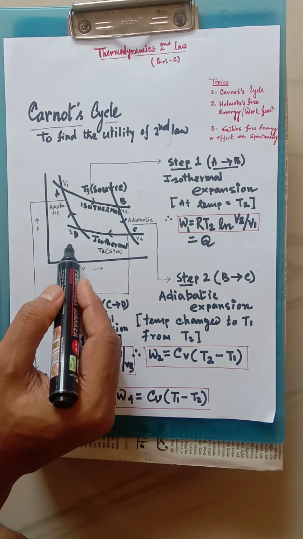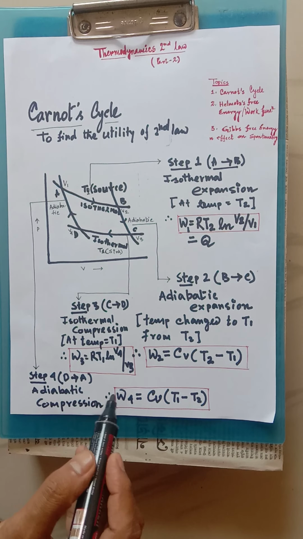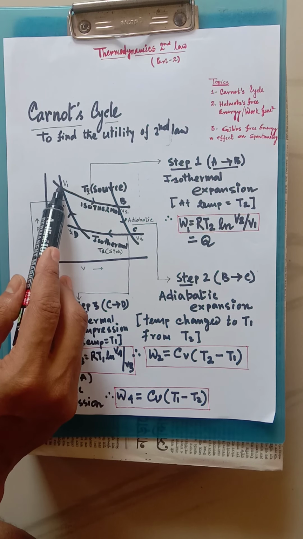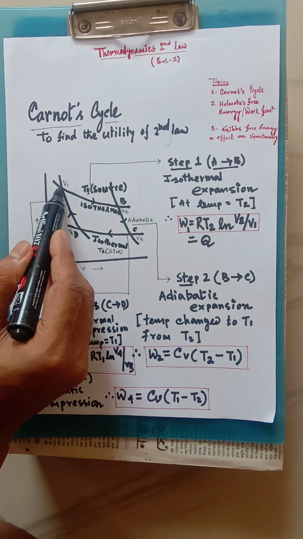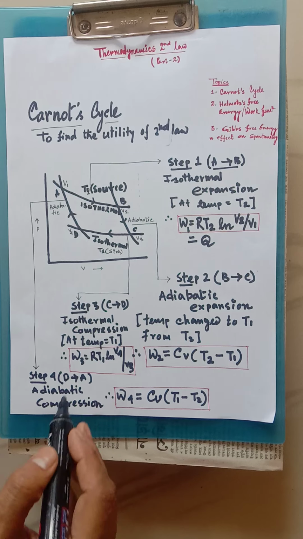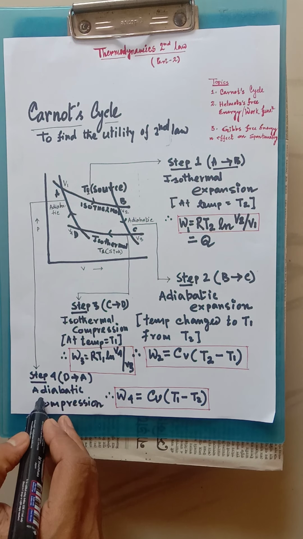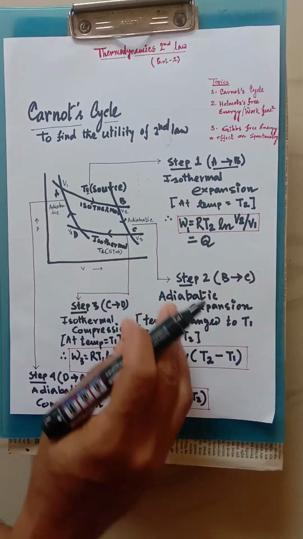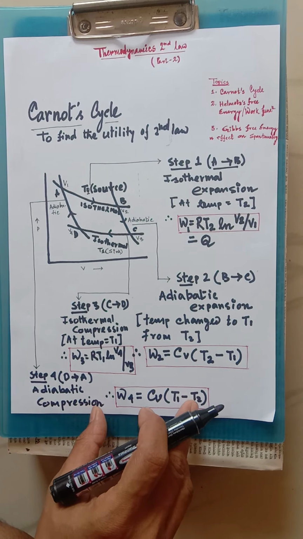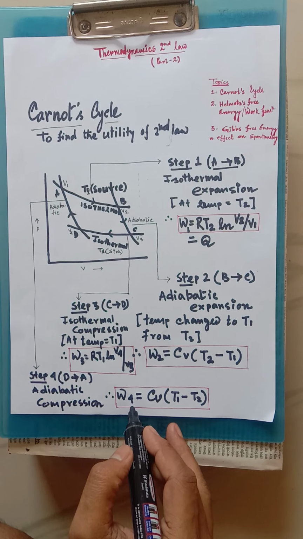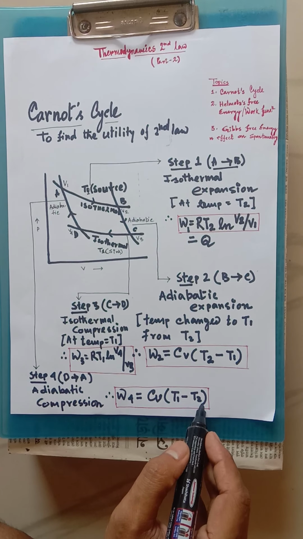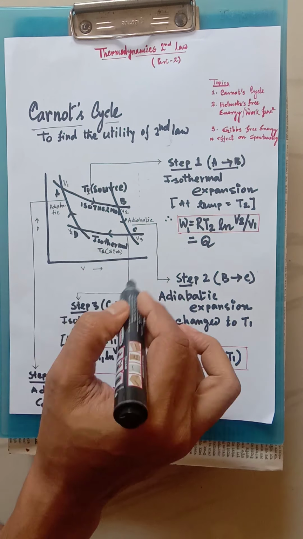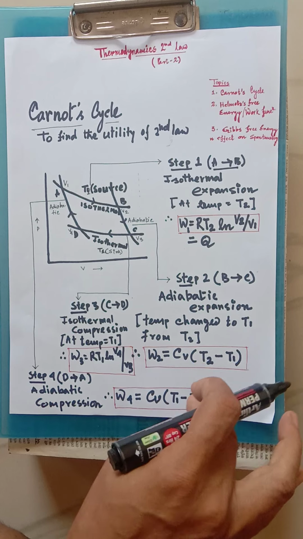Now moving to the last step, step 4, D to A. The system is moving back to the starting position, A. This is also an adiabatic process, and it is compression. So the work done will be CV (T1 minus T2). Hope that it's clear. According to the diagram, we have found the 4 work done.